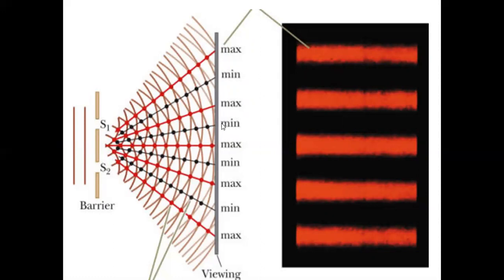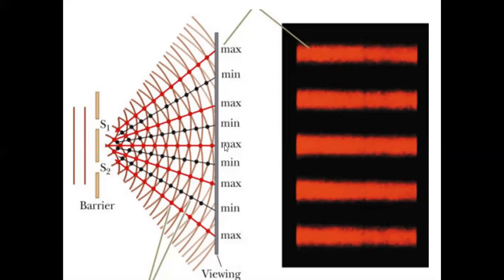when they pass through, at some places crest falls on trough, that produces minimum. At some places crest falls on crest, that produces maximum. So you get maximum light. So we are talking about light now, not sound. So maximum light, minimum light, maximum light, minimum light. So you get a continuous variation of maximum and minimum light.